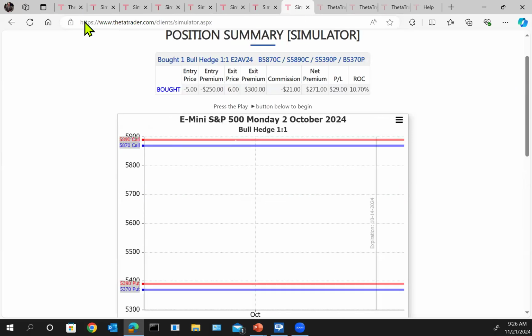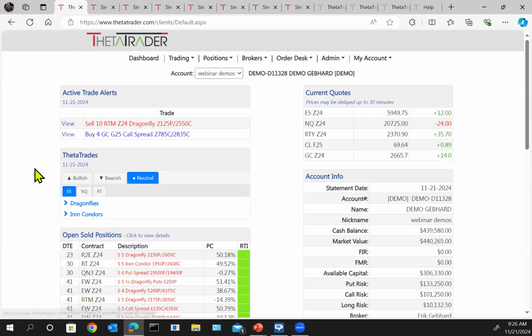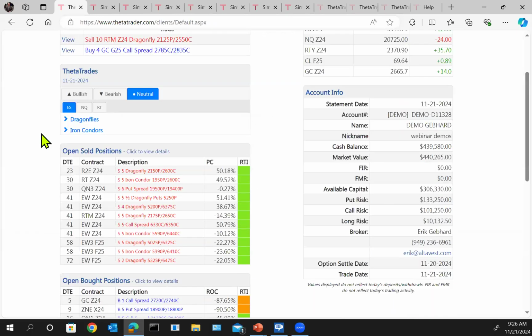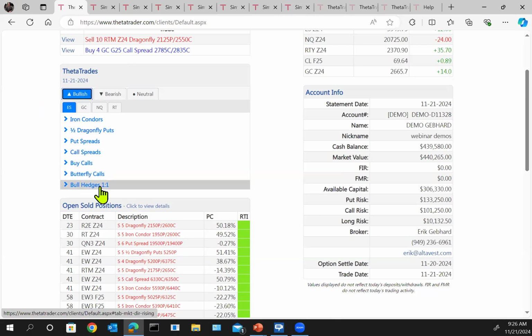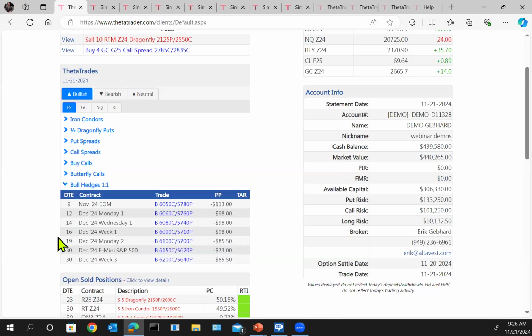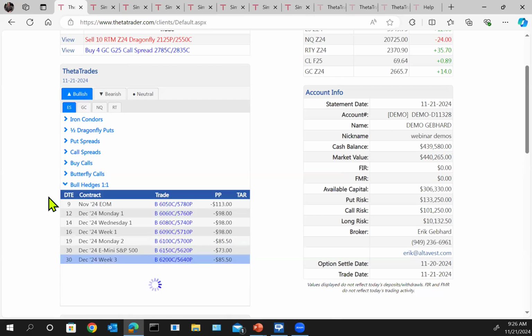Also point out, let me go back here. Again, we're not just doing only neutral or non-directional strategies. With Theta Trader, you have access to bearish strategies or bullish strategies. Something that we came up with a few years ago, just really a combination option spread. We call it a bull hedge, and you could do the same thing with a bear hedge, but you can also, of course, do typical put spreads, call spreads. You can do butterflies.